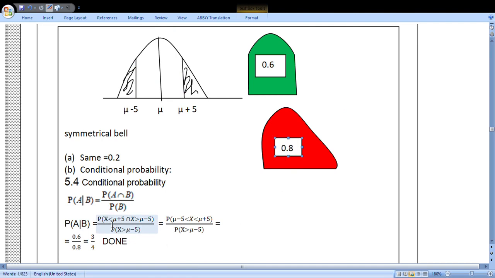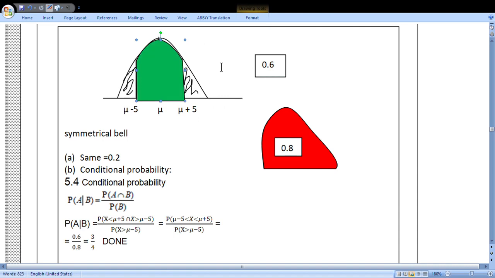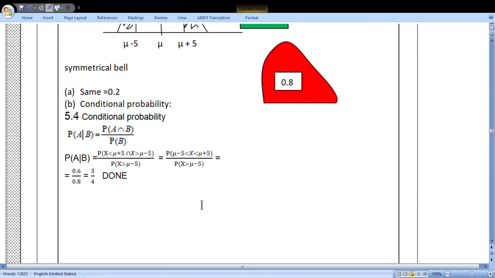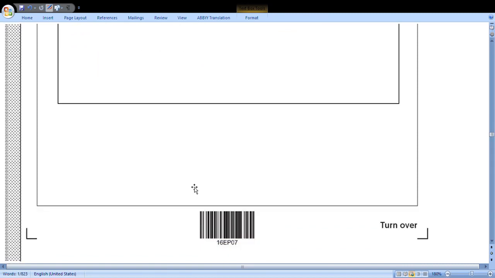We have the intersection of two conditions, which means that x is between mu minus 5 and mu plus 5, and the probability of this intersection equals 0.6, because 0.2, 0.2, and the total is 1, so this is 0.6. So 0.6 divided by 0.8 gives us 3 over 4. Done.